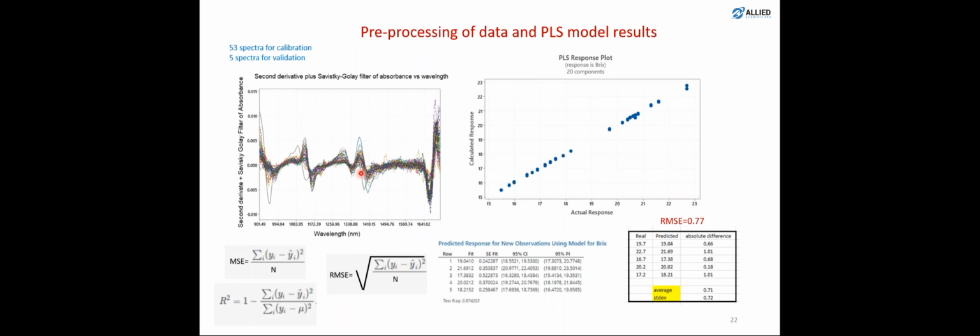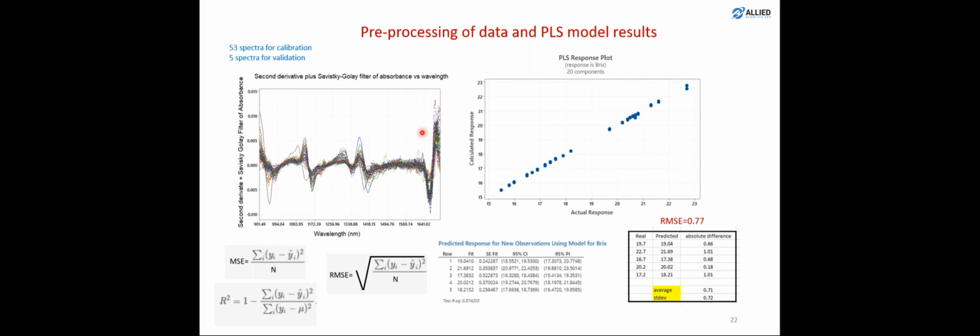So after we did the pre-processing, and this is the Savitsky-Golay second derivative signal, you can see all the differences disappeared. There's no DC offset. And then we made a prediction. Basically, this is the real value, this is the predicted value, and we came up with RMSE of 0.77 Brix for this, which is not too bad.